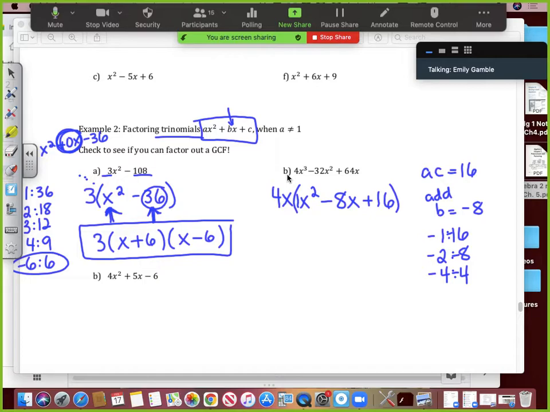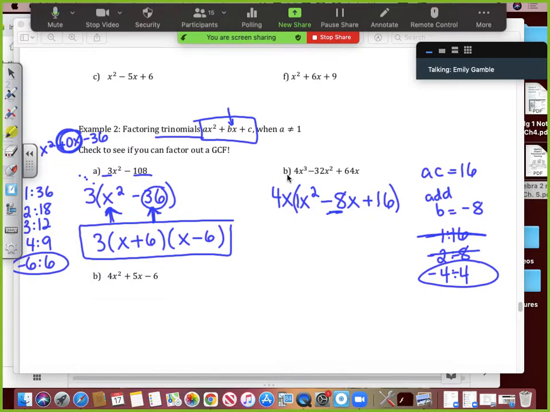Negative 1 times negative 16 is positive 16, but negative 1 plus negative 16 does not equal negative 8. Negative 2 times negative 8 is positive 16, but negative 2 plus negative 8 does not equal the middle number, which we need to be negative 8. So it's not that one, it's these pairs here. So the negative 4 and negative 4. And that's because negative 4 times negative 4 is positive 16, and negative 4 plus negative 4 equals that negative 8 that we needed.